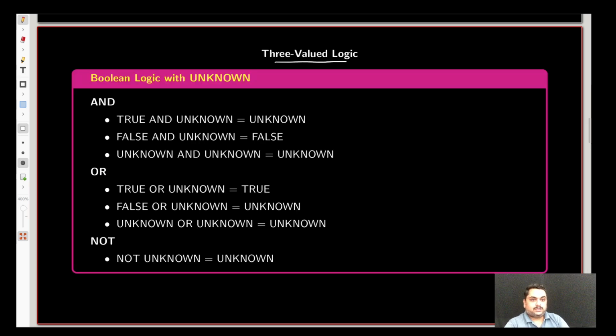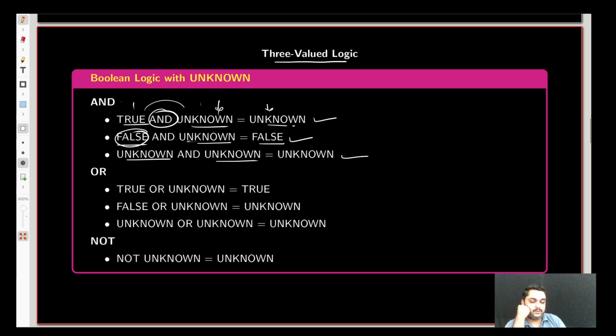So what is 3-valued logic and how is it evaluated? First, AND. True and unknown is always unknown. If one is true and I don't know anything about the other, I cannot say it is false, so the result is unknown. Because for AND to be true, both operands should be true. False and unknown is always false, because it is AND: if one of the operands is 0, then the result is 0, that is false. True and unknown is unknown because I don't know about the other. Unknown and unknown is always unknown.